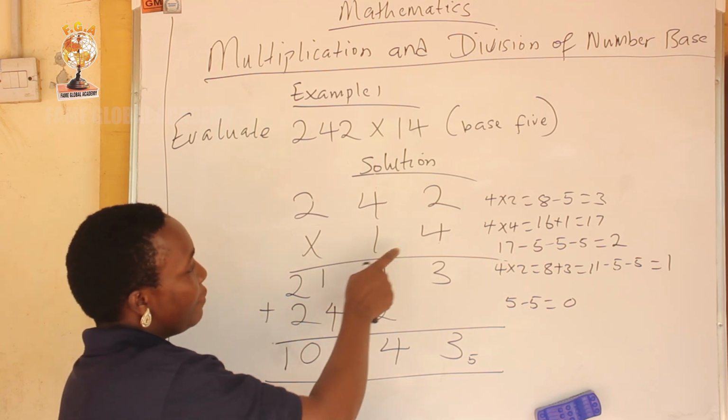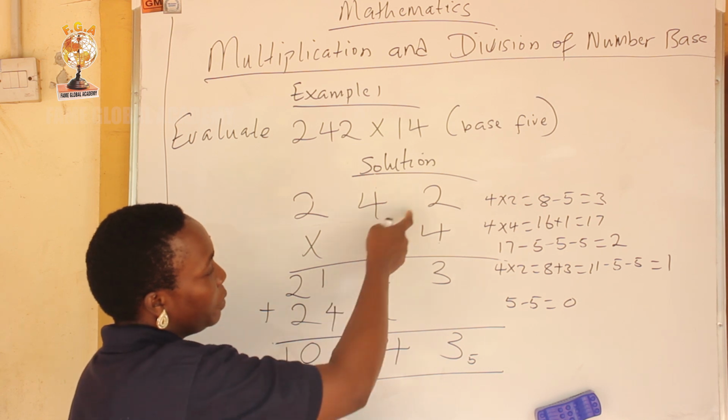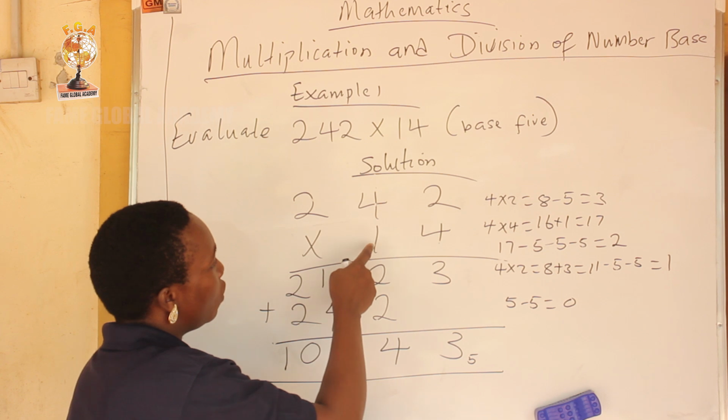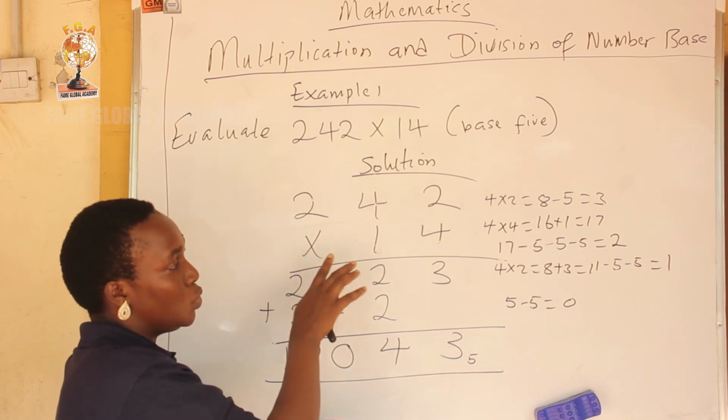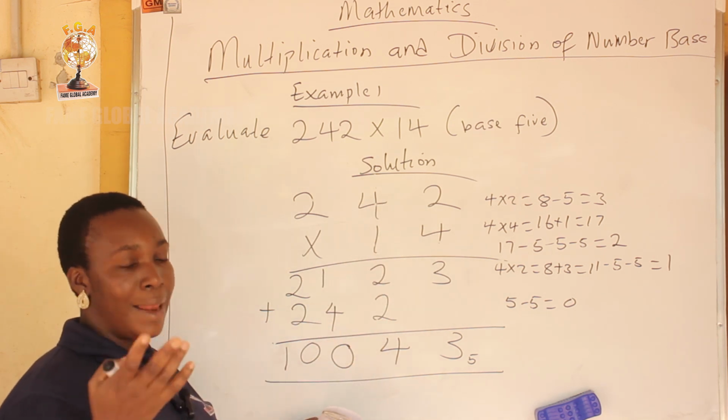Okay, so that's that for multiplication using 4. Then for multiplication using 1, you just multiply straight. 1 times 2 will give you 2. 1 times 4 will give you 4. 1 times 2 will give you 2. This one, there is not much calculation because all the numbers here are less than 5.